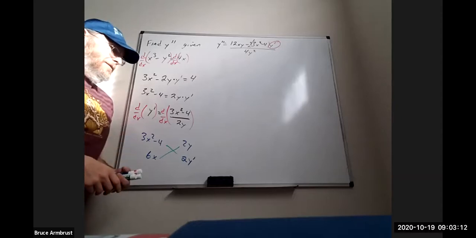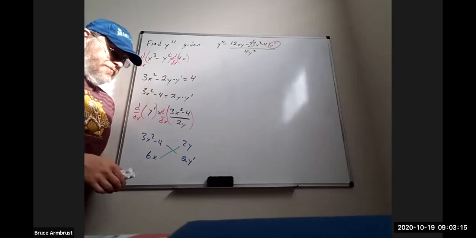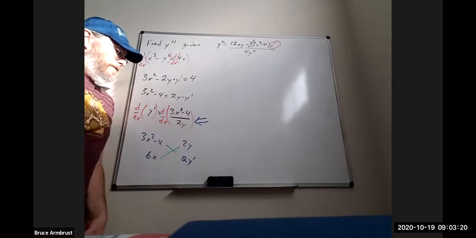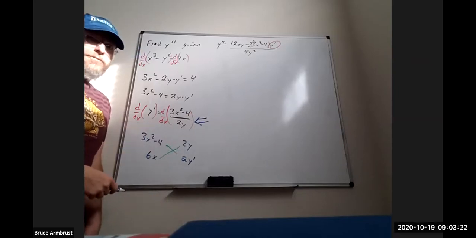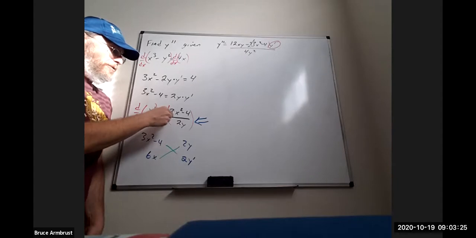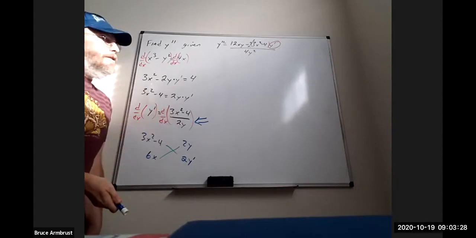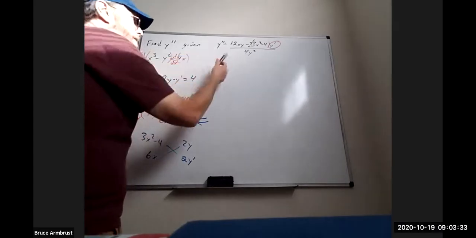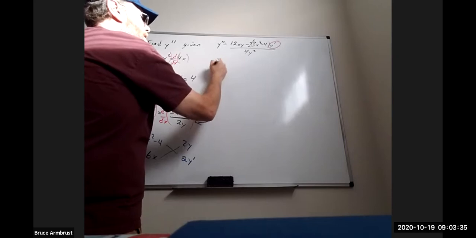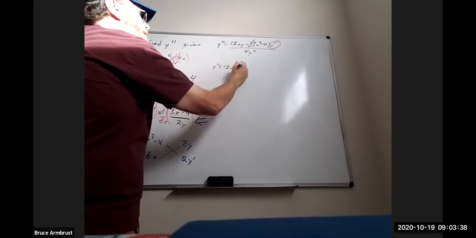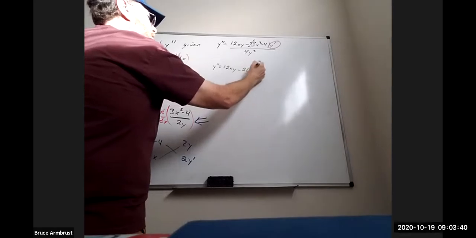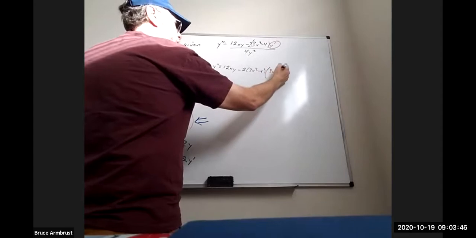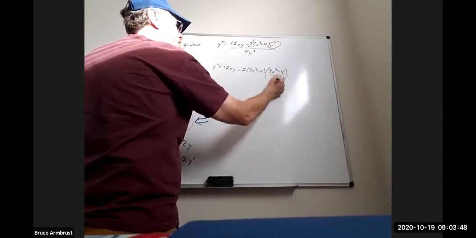But I'm going to be able to replace it, because if you recall, come back to this line right here. We already knew what y prime equaled. Y prime was equal to 3x squared minus 4 over 2y. So I can actually replace this up here. So I can write instead y double prime is equal to 12xy minus 2 times 3x squared minus 4 times 3x squared minus 4 over 2y.